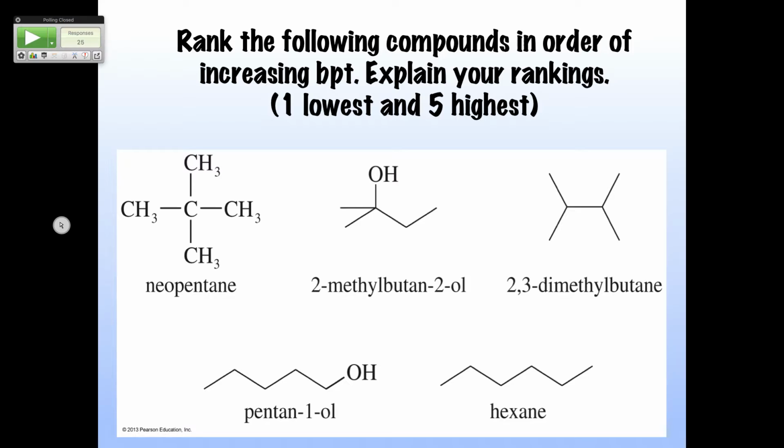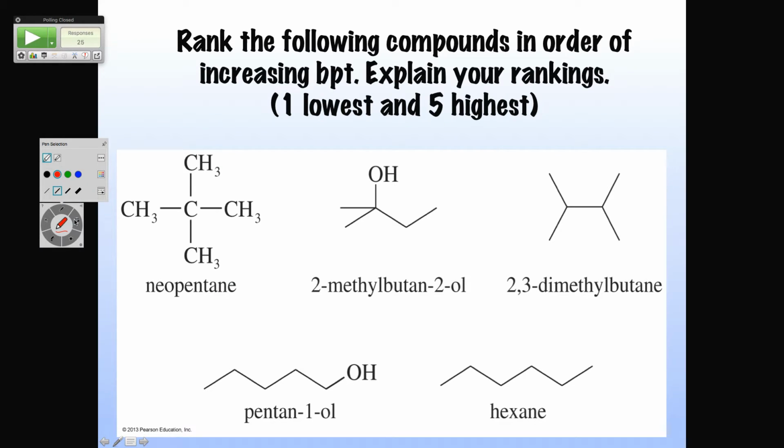All right. So rank the following compounds in order of increasing boiling point. Explain your rankings. This would be an example of a question on the test. I want you to use 1 for lowest and 5 for highest. So what do you think? Give it a go. Do you want to start low or do you want to start high? Sometimes it's easier to start at one end or the other. What do you feel like today? It's 11:48. We got 2 minutes to do it.